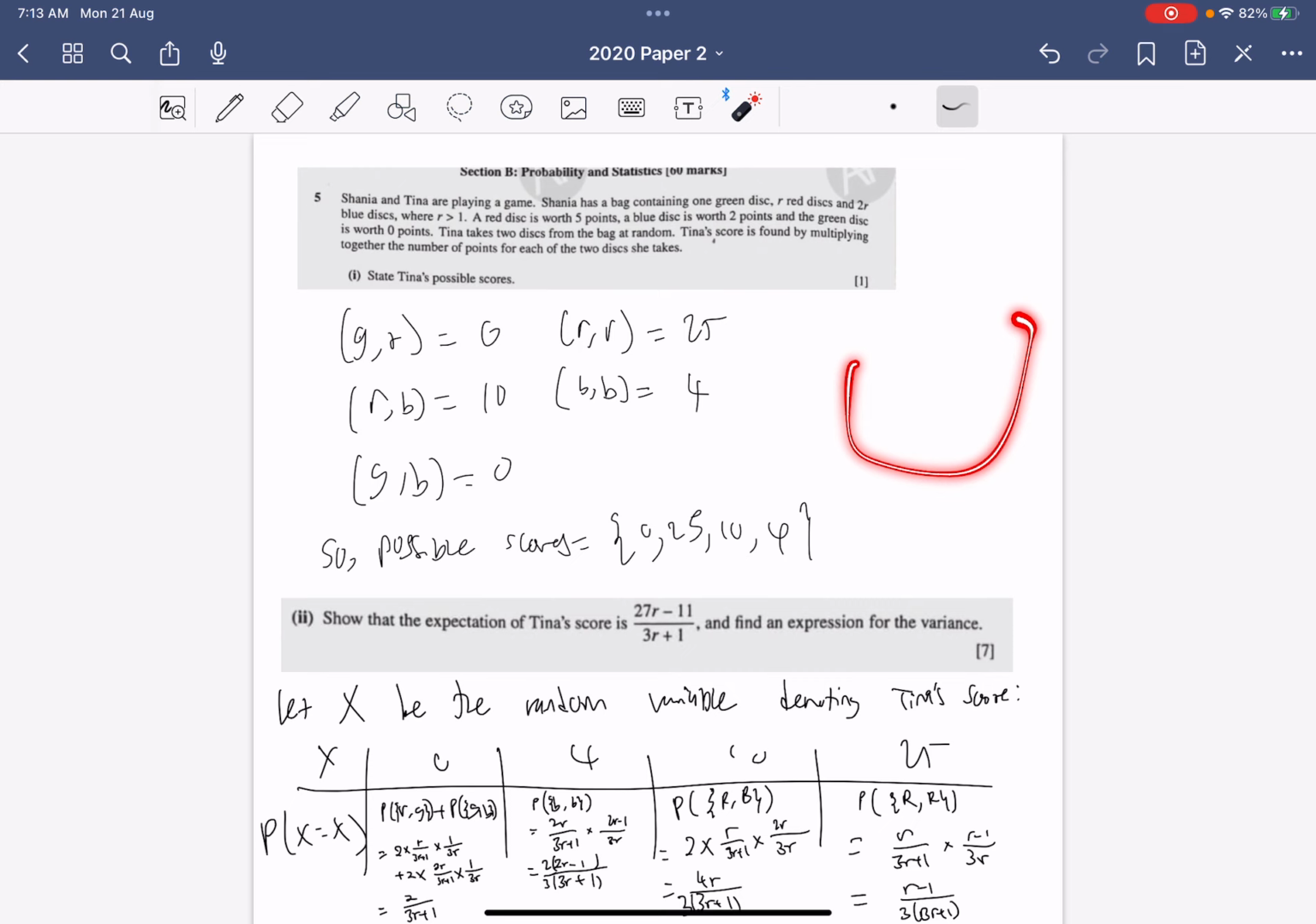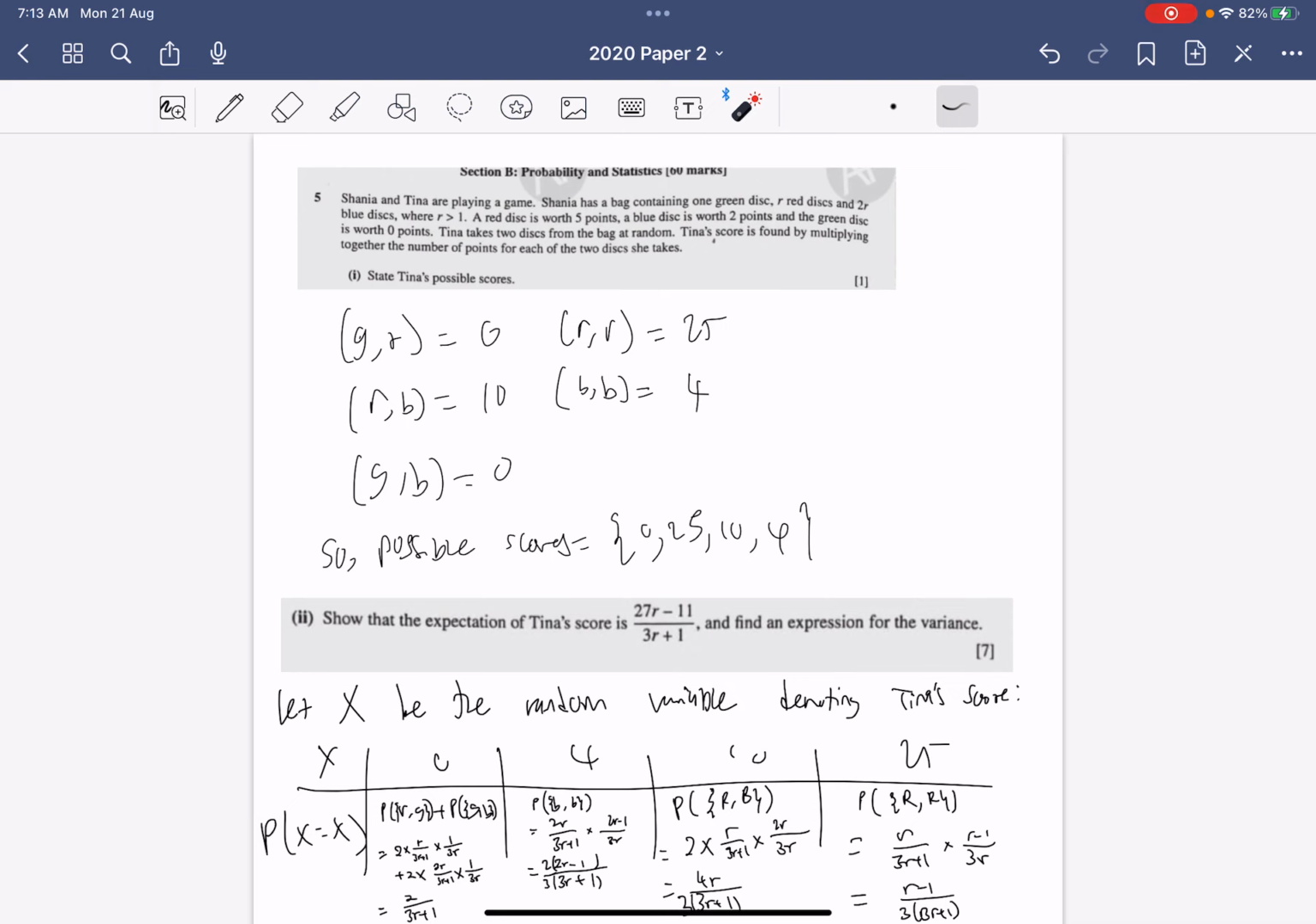So you have a bag. We know you have one green disc, R red discs, and 2R blue discs. Each red disc gives you 5 points, drawing a blue disc gives you 2 points, and lastly, drawing a green disc gives you 0. Tina draws 2 discs, and the score will be the multiplication of these 2 points.